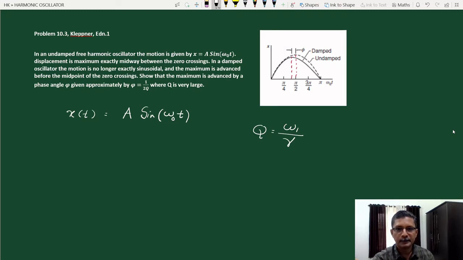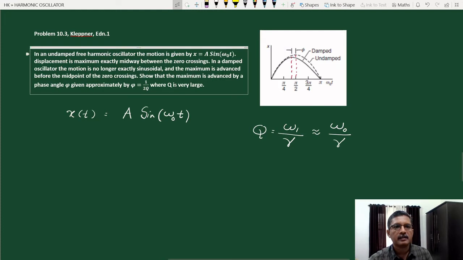But if damping is very small, then we can say omega 1 is approximately equal to omega 0, and we can write it as omega 0 by gamma. Okay, so here in this problem it is stated towards the end that where quality factor is assumed to be large. So we are considering this phase difference, that means between undamped oscillator and damped oscillator. What is the phase difference where the displacement becomes maximum, and that phase difference is approximately given by 1 by 2q.